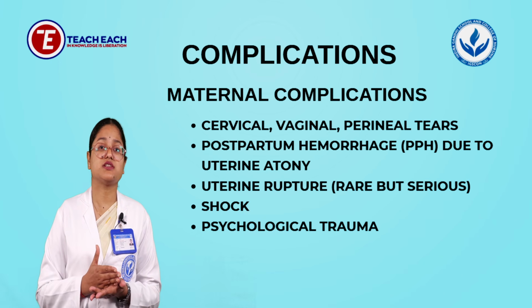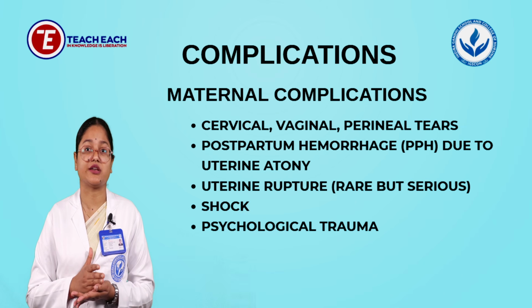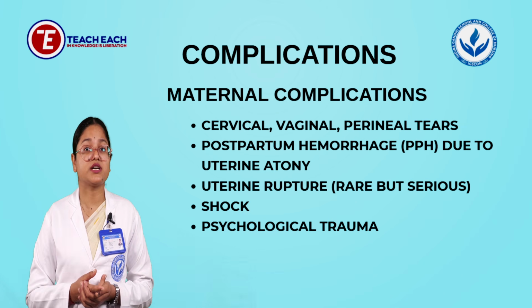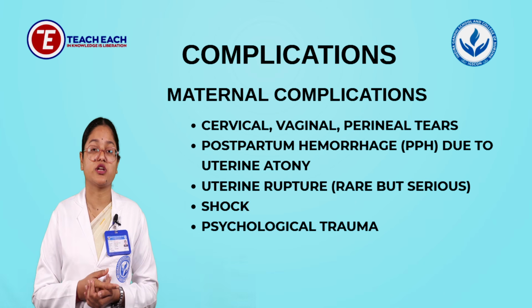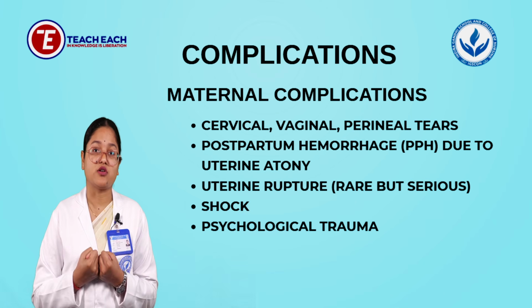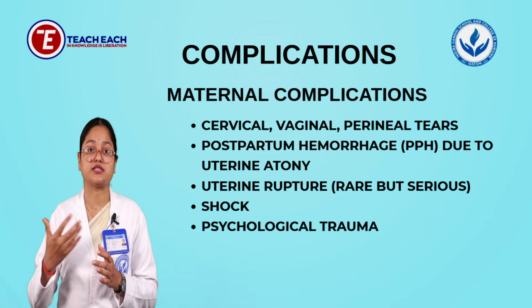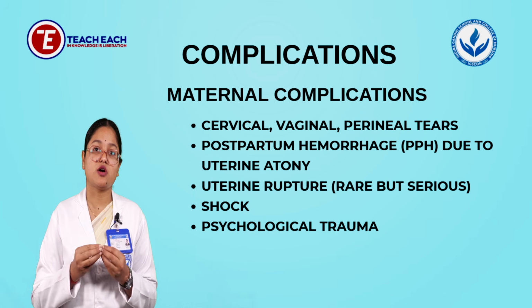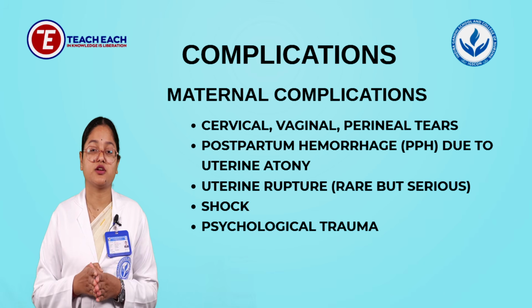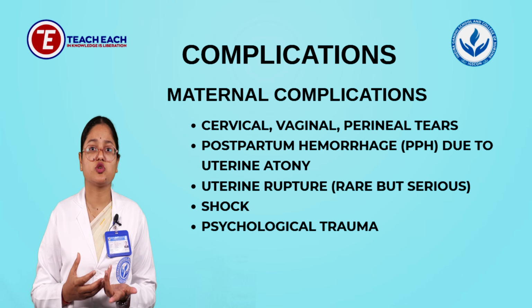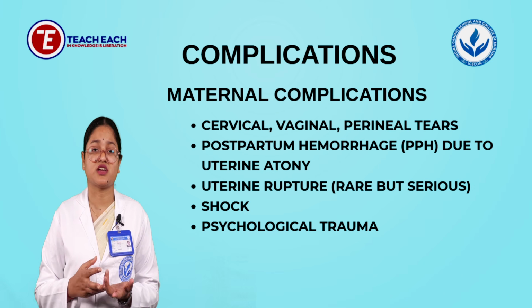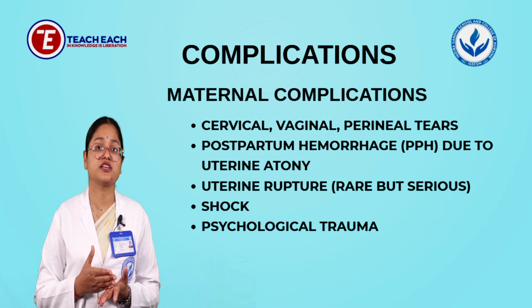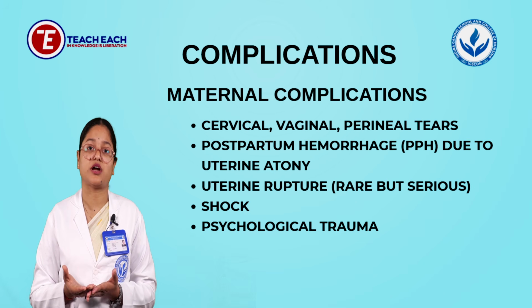Maternal complications we'll see: cervical, vaginal, perineal tear can be there if perineal support is not given to the mother. Second, postpartum hemorrhage, PPH, due to uterine atony, because of too much uterine contraction. After the delivery of baby and placenta, the uterus is still contracting so fast that it won't let the uterus maintain its shape and size, which can lead to PPH. Then uterine rupture, which is rare, but can be a serious condition if very severe contractions are there. The next is that the mother can also go into shock, a hypovolemic shock.